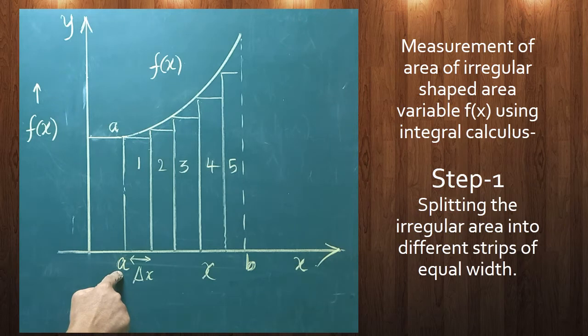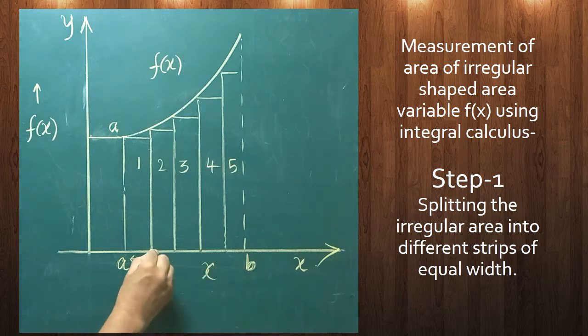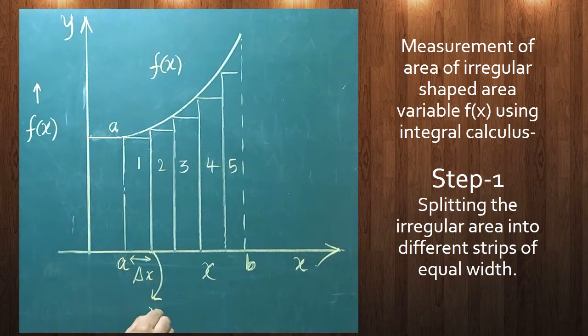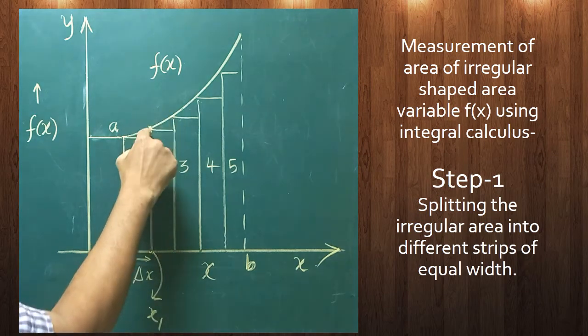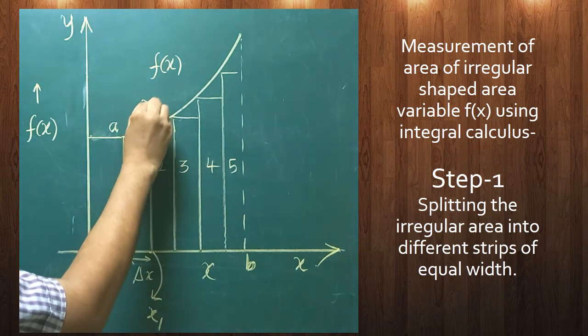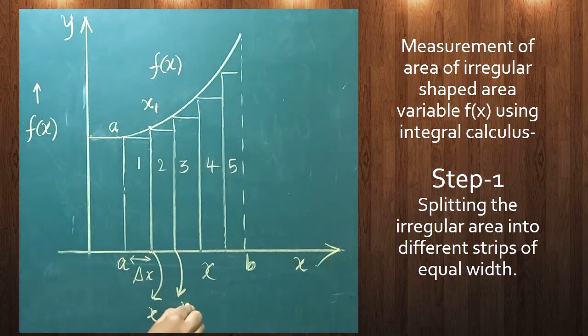You start your point from A to B. This point is A, the final point is B. Later this A and B both can be taken as the limits. Now this point can be chosen as x1. Are you clear? Therefore, you mark this point as x1. Mark this point as x2. So these are all the various locations in between A and B.